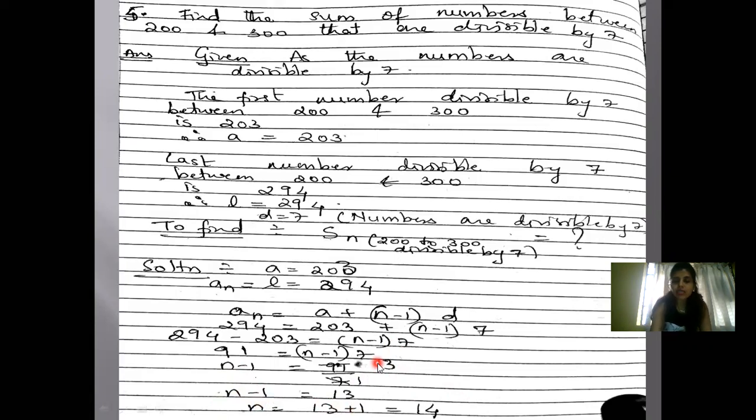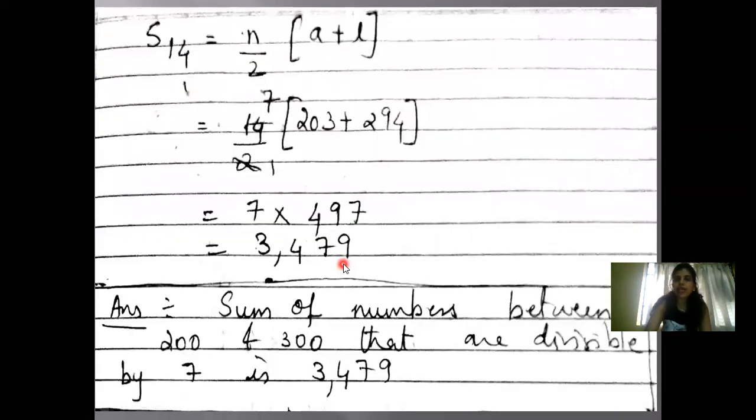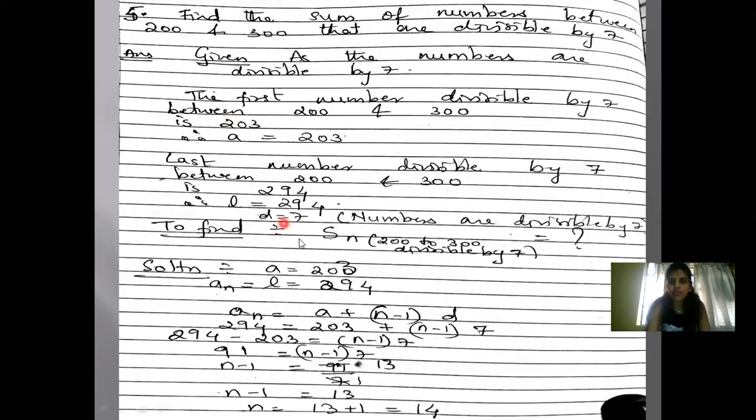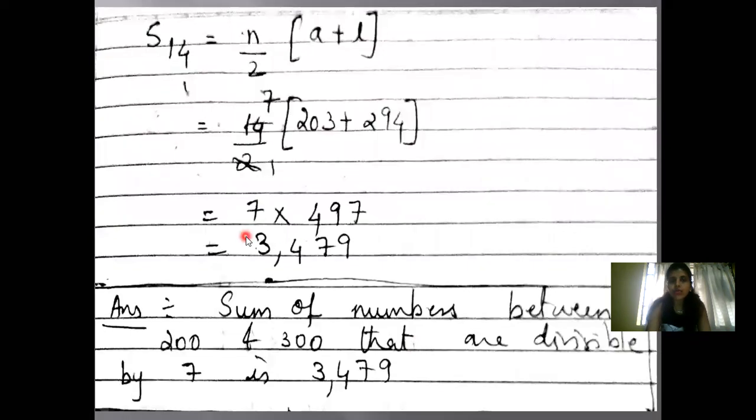So in the next part, we'll be finding the value of Sn. As you have seen in the first part, the n value we got is 14. So now we are going to substitute n as 14. So Sn, we are going to write as, S14 is equal to n upon 2 into a plus l. So that is 14 upon 2 into the bracket 203 plus 294.